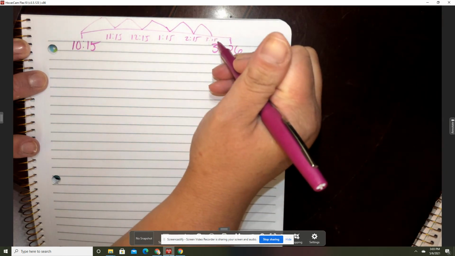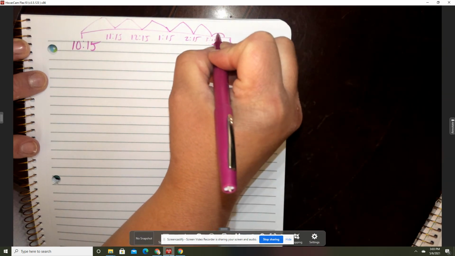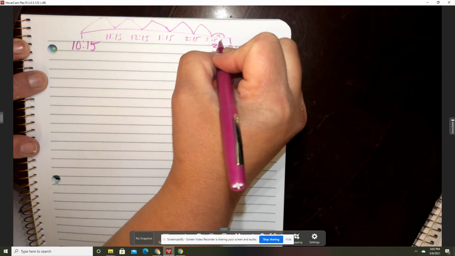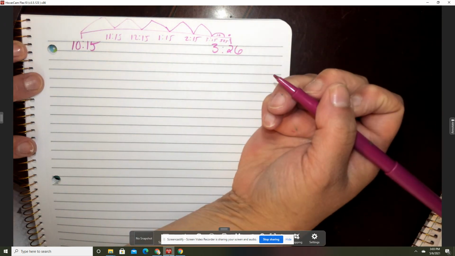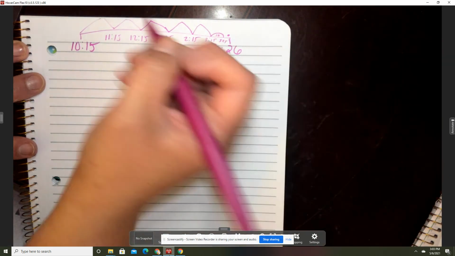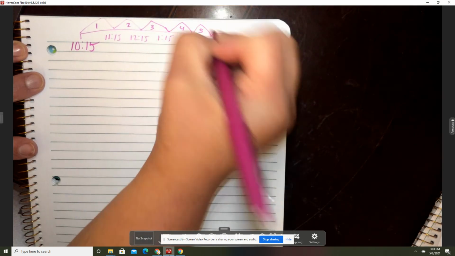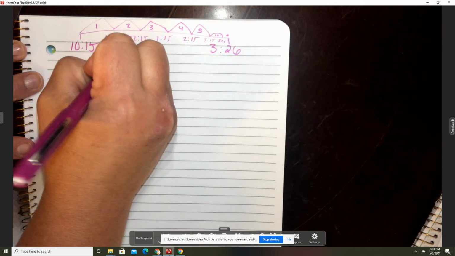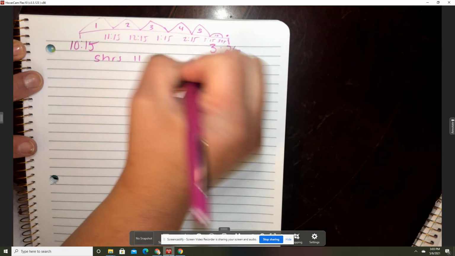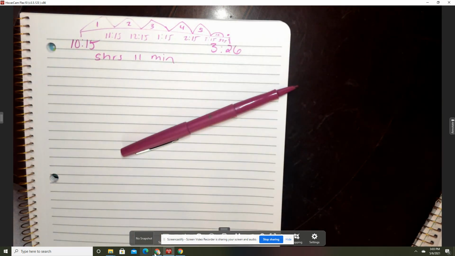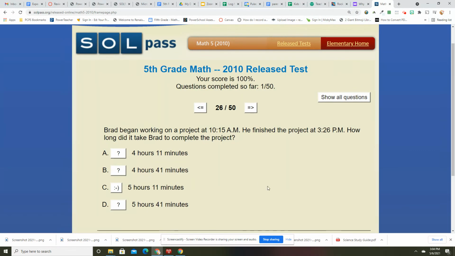Now I need to get from 3:15 to 3:26. I'm going to do a 10-minute hill, and that's going to get me to 3:25, and then a 1-minute rock. That'll get me to 3:26. So I have 1, 2, 3, 4, 5. So 5 hours and 11 minutes.